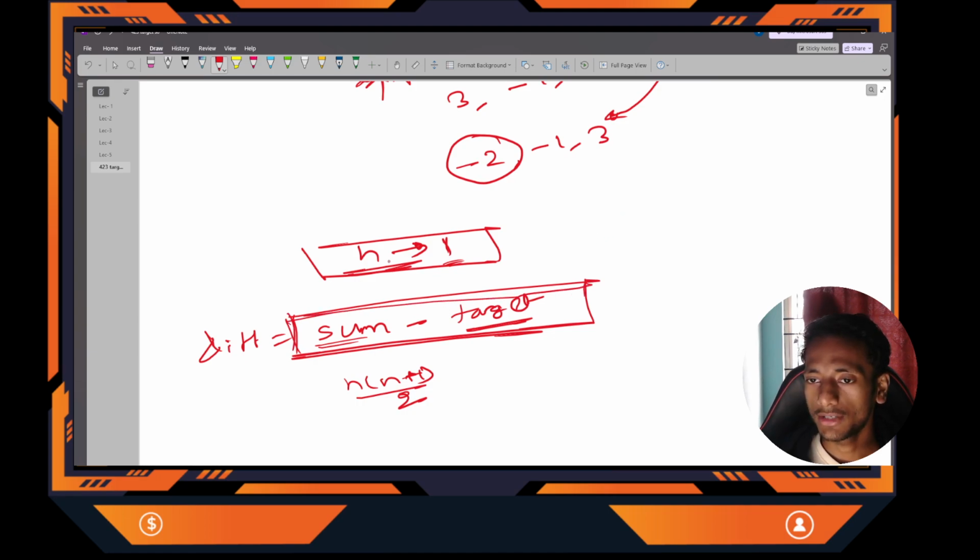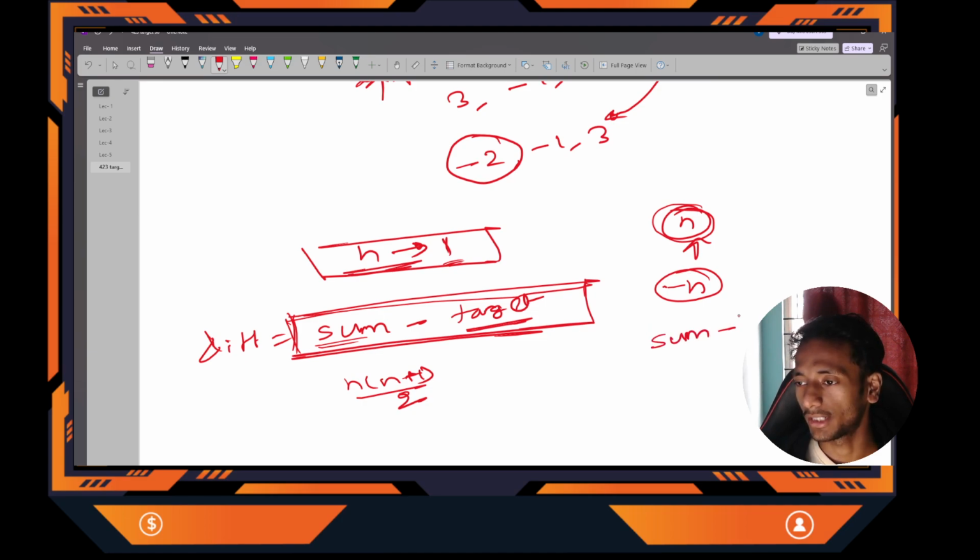So I know this is the current number n. I'll check whether I can convert this to negative. What is the condition to convert this to negative? If I convert n to -n, what happens to the total sum? It will decrease: sum minus 2 into n. Clear? It will decrease by 2n. I already explained: first we decrease from positive n to 0, that's why we subtract n. Then again we add -n to the total sum. So that's why it will decrease by 2n. Got it? Sum minus 2n.